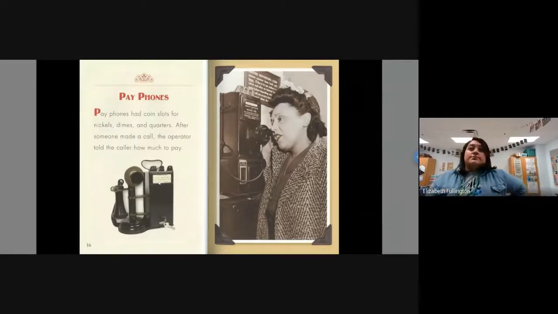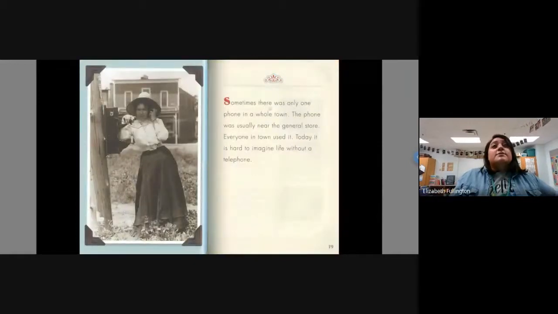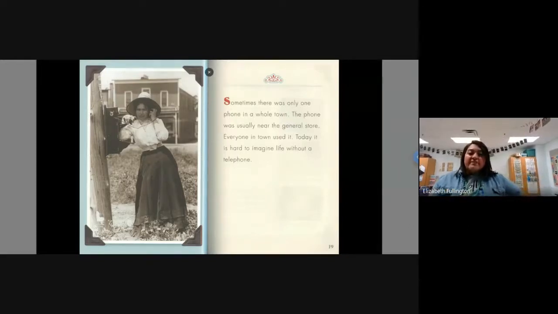Is 75 cents 3 quarters? Yes. So it says sometimes there was only one phone in the whole town. The phone was usually near the general store, so that's the grocery store. Everyone in town used it. Today, it is hard to imagine life without a telephone. So can you believe that some towns only had one phone in that entire town?